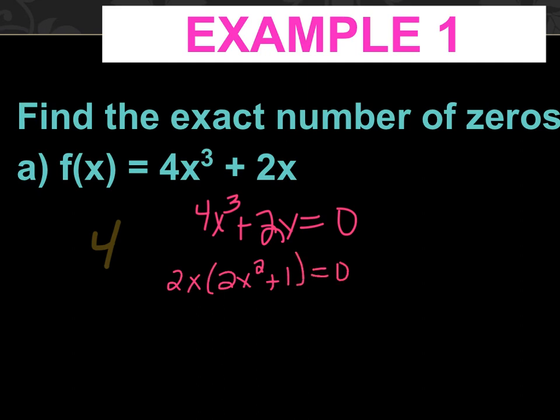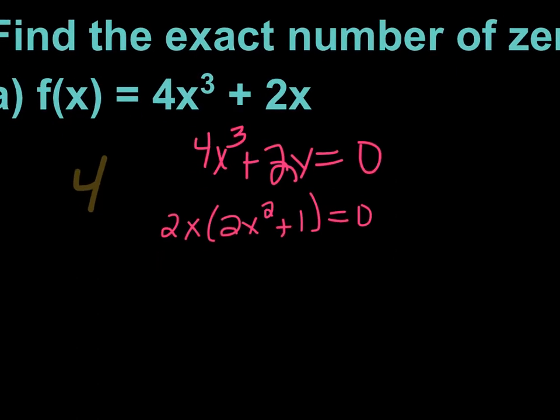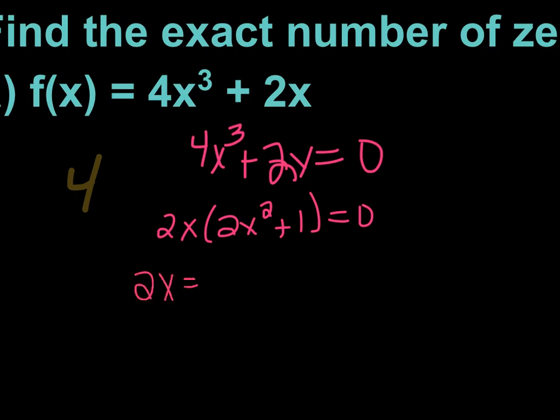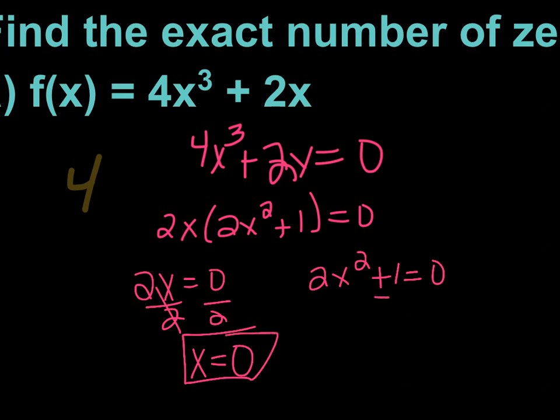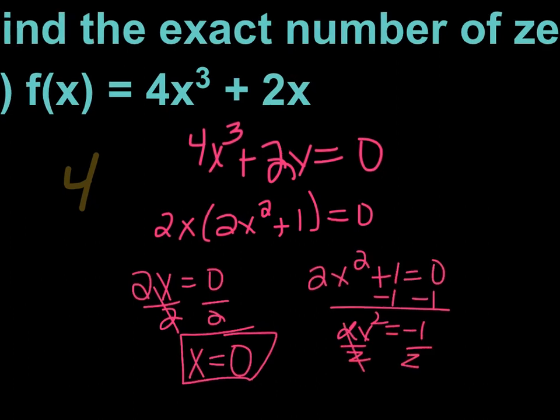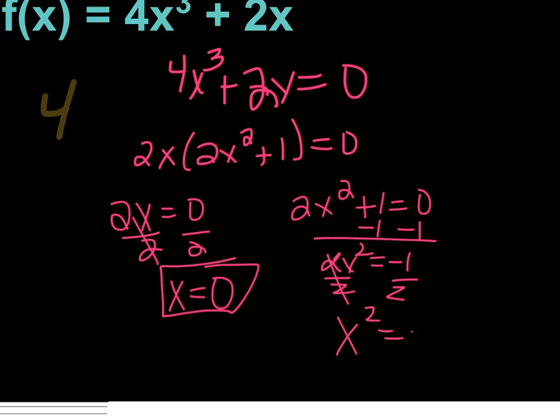Can I factor 2x squared plus 1? No. So we're going to set them both equal to 0. 2x equals 0. 2x squared plus 1 equals 0. So over here I divide by 2, and x equals? Over here I'm going to subtract 1. 2x squared equals negative 1. Divide by 2. Yes? So x squared equals negative 1/2. And then how do I get x by itself? Take the square root. So x equals what?